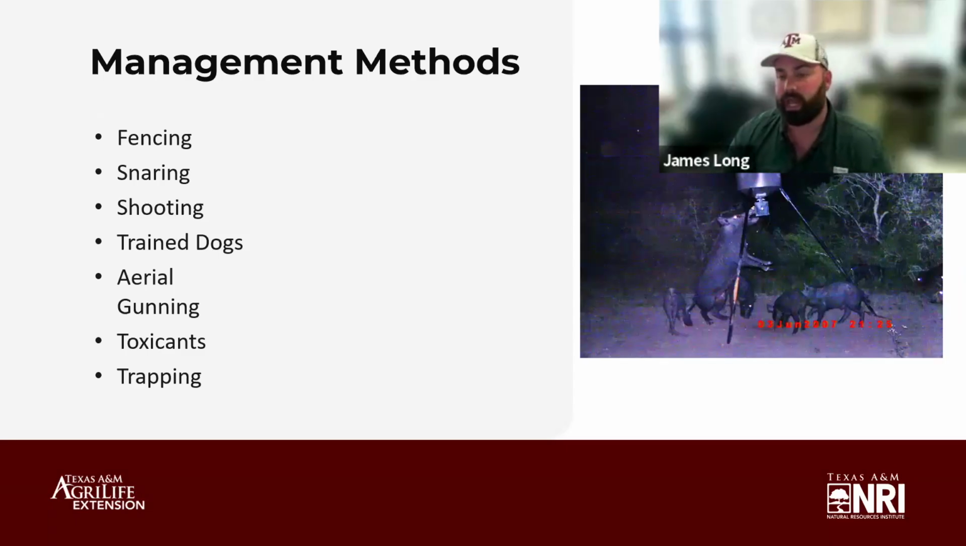So in the state here, we have seven main management methods. That would be fencing, snaring, shooting, trained dogs, aerial gunning, toxicants, and trapping. Not all of these methods are probably going to be legal in every state across the U.S. And even the ones that are legal may have different rules or regulations than what we see here in Texas. But across the board, these are the main management methods that have been developed for handling feral pigs across the U.S. and across the world.